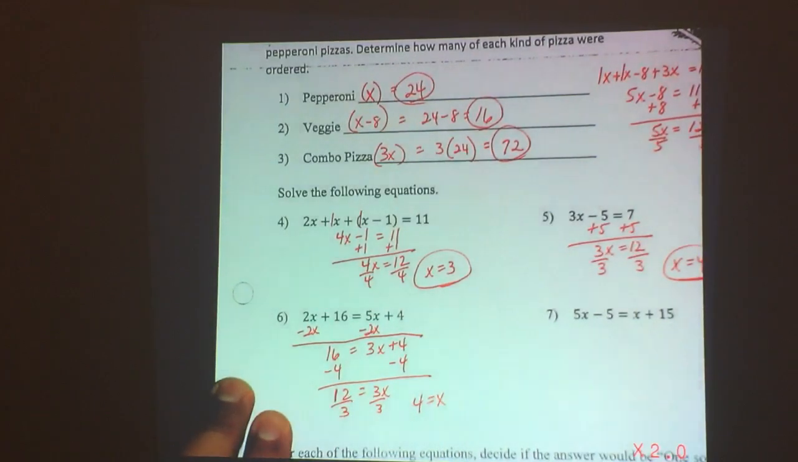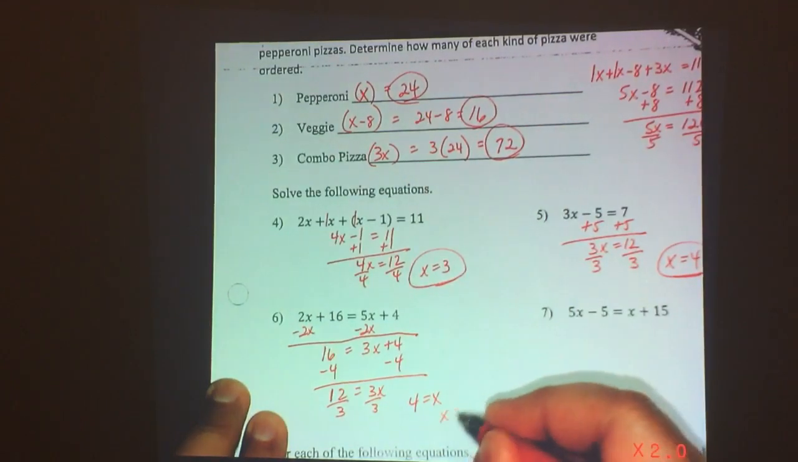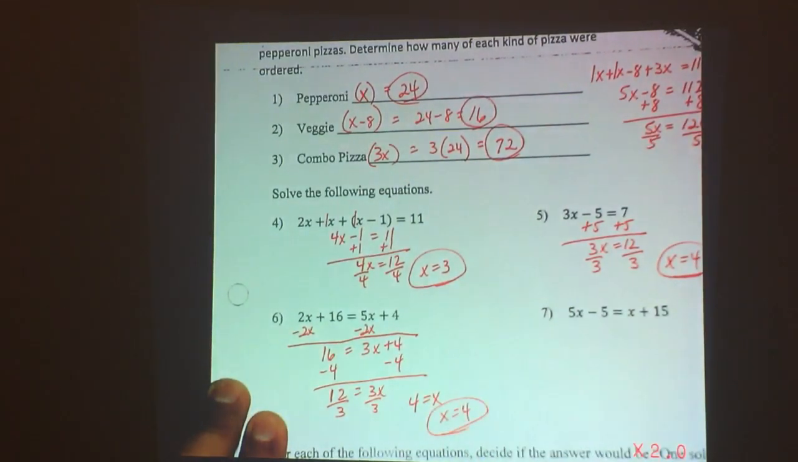But you know, we don't like that x on the right. So we'll just switch places. So it's going to be x equals 4. Nice. Okay. Let's see.